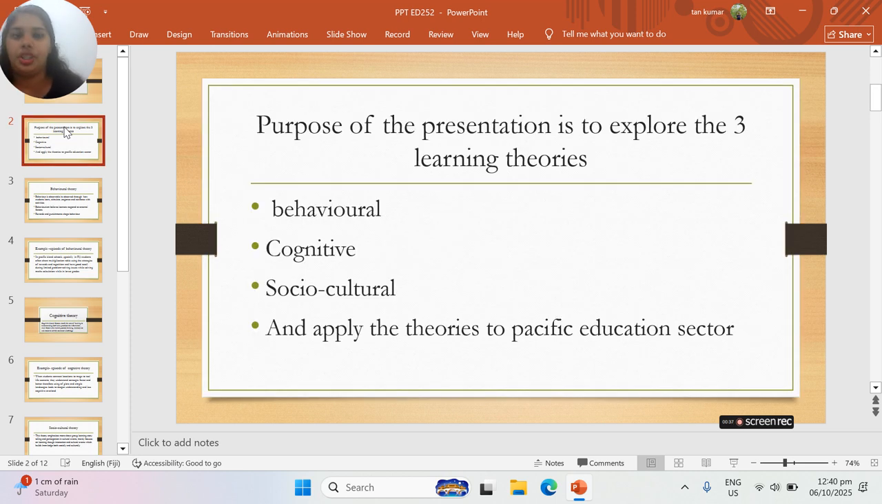The purpose of this presentation is to explore the three learning theories: behavioral, cognitive, and sociocultural, and apply the theories to the specific education sector.